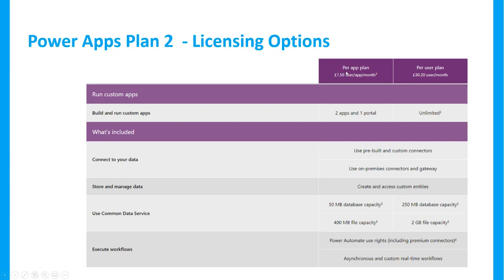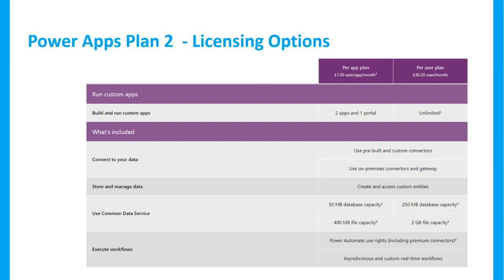So there's two types of models. There's a per app plan. So it's £7.50 per app per month. So for every single app that you want to create that has common data service and the premium connectors in it, we would need to look at licensing this for every single app. We then have a per user plan. So effectively, once you get past two or three applications, the per user plan will become more cost effective. And what that will enable us to do is run an unlimited number of applications.